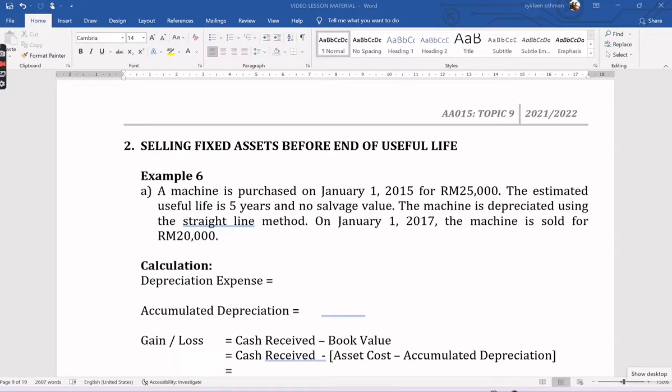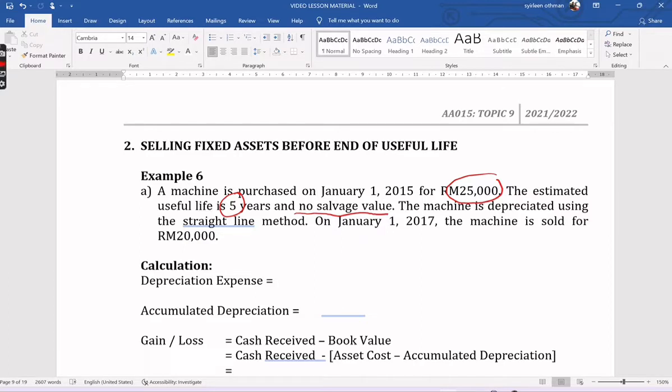Okay, next we're going to look at selling fixed asset before end of useful life. Okay, I will explain this part using example 6. Okay, a machine is purchased on January 1st, 2015 for 25,000. Okay, the estimated useful life is 5 years. Okay, so this is the cost of the asset. Alright, useful life is 5 years and there is no salvage value. That means salvage value equals to 0.